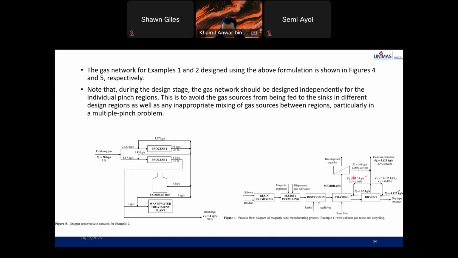This one should be F21, because this source is from dry. It's R2 supplied to sink 2.